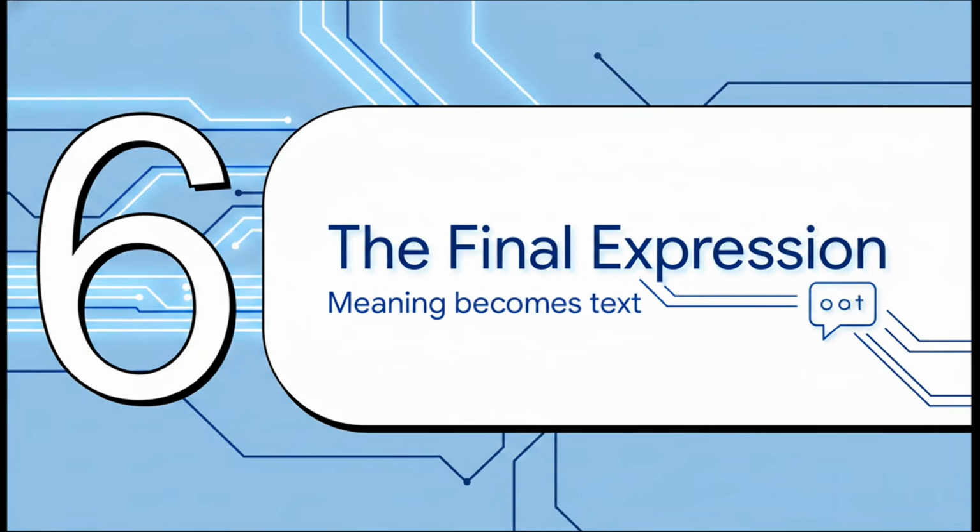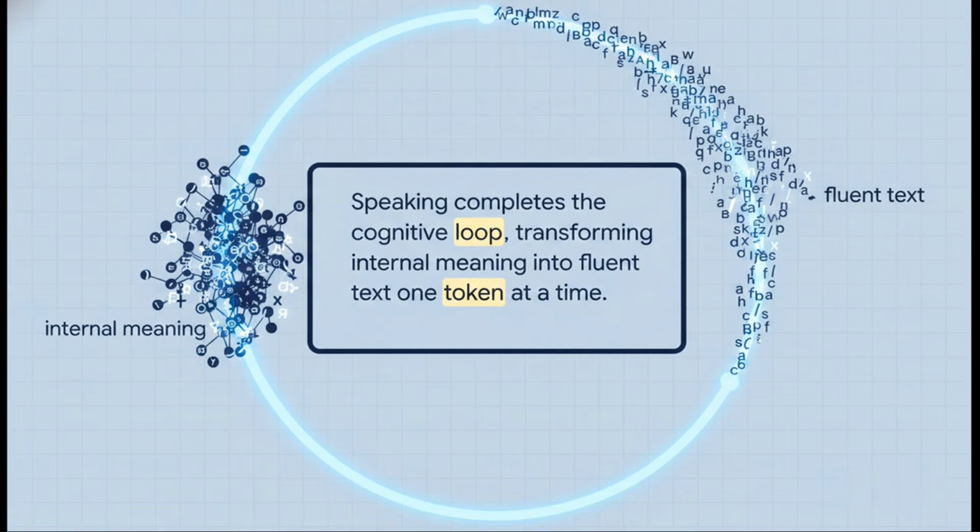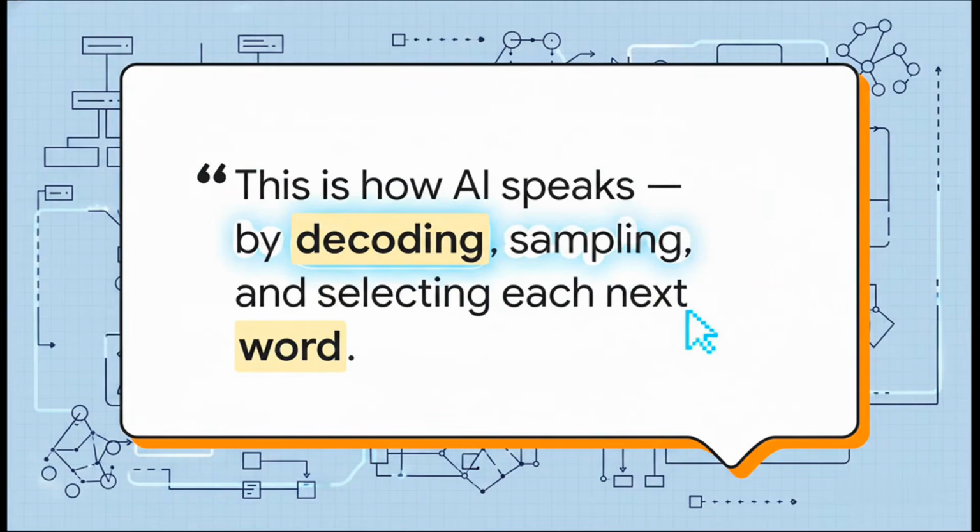Finally, Part 6, the final expression. Meaning becomes text. For the AI, the act of speaking completes its cognitive loop. All those memory vectors and internal states finally flow out into a text stream. The AI transforms all of that deep internal meaning into fluent text, executing this massive, beautifully complex pipeline just one single token at a time. So when you read a beautifully crafted paragraph from an AI, you aren't really reading thoughts. You are reading math. This is how AI speaks, by decoding, sampling, and selecting each next word.